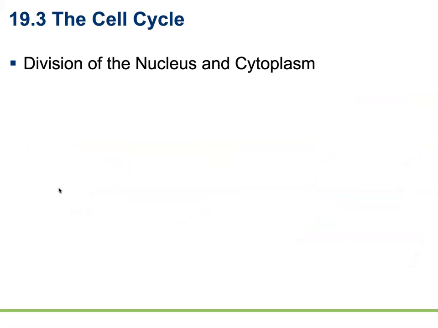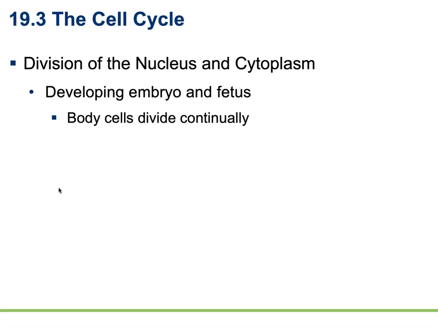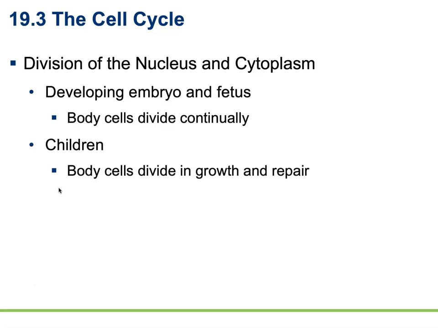All right, so we're going to talk about this process of the division of the nucleus and the cytoplasm. We're going to see that in the developing embryo and fetus, body cells are going to divide continually. In small children, we're going to see body cells divide for growth, but also repair. Especially children, they tend to be very clumsy, lots of scraped knees, lots of broken bones. So we're going to see lots of growth and repair in small children.